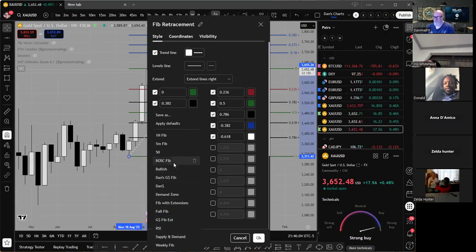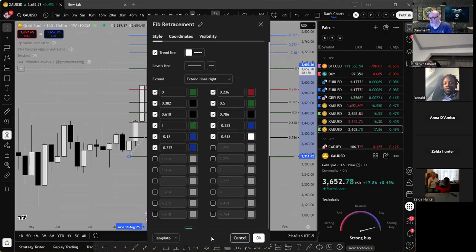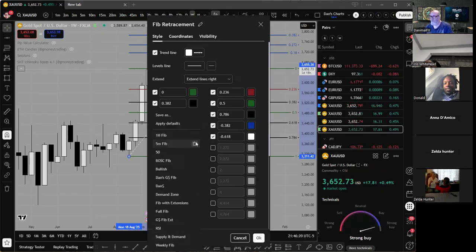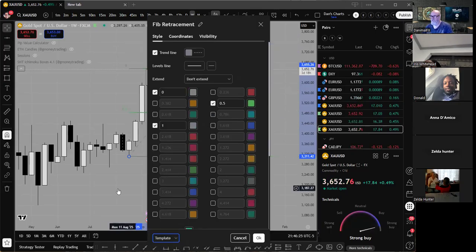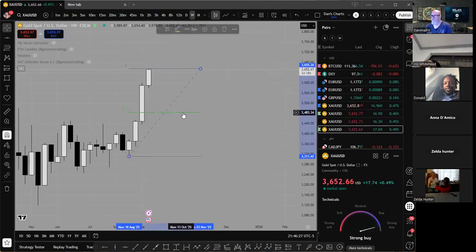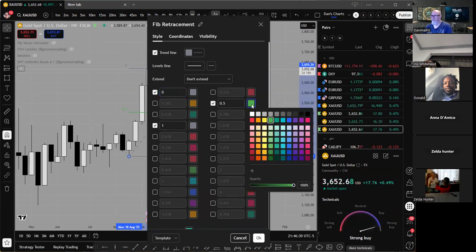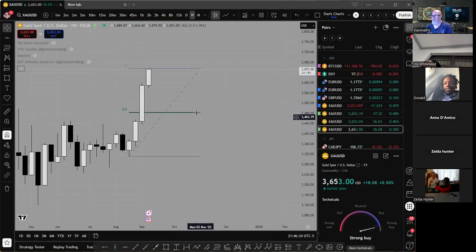Now, where do you find them once you save them? They're always in the list of templates. If you see this template thing at the bottom, it'll have every one, and you can delete them too if you want to get rid of them. Like I have one that just shows the 50% line. I gotta make that darker because it's too hard to see. It's almost black, but you can make it any color.